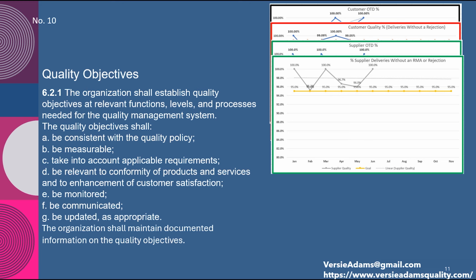So make sure that if you are not hitting a quality objective, whatever the quality objective is, if you're not hitting the goal in any given month or whatever the time period is, whether it's quarterly or semi-annually, make sure you're initiating a corrective action. If you're not, then you're going to get a finding. Nine times out of 10, you will get a finding in that area. Okay?